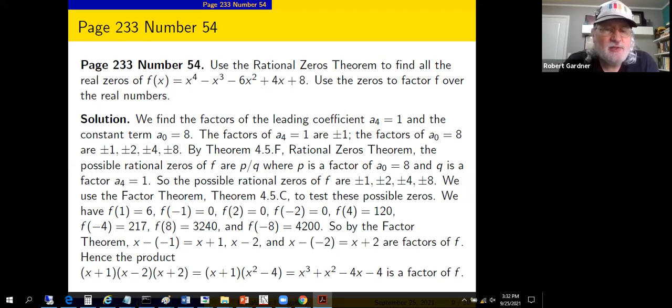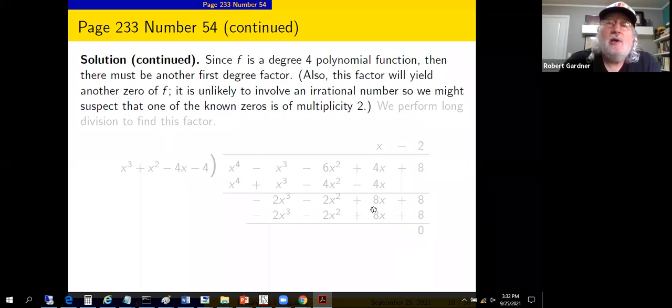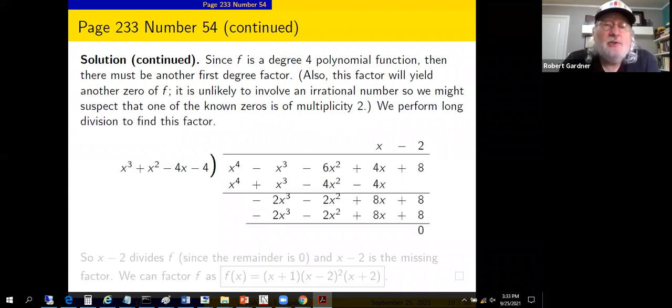So how are you going to find this last real root if there is a 4th real root? Let's do long division. If f is a degree 4 polynomial, then there must be another first degree factor. Also, this first degree factor will yield another 0 of f. It should have 4 zeros. It's unlikely to involve an irrational number. We might suspect that one of the zeros is a 0 of multiplicity 2. It's unlikely to involve complex numbers. In fact, it's impossible for it to involve complex numbers in this case. Let's not get into that, but let's do long division.